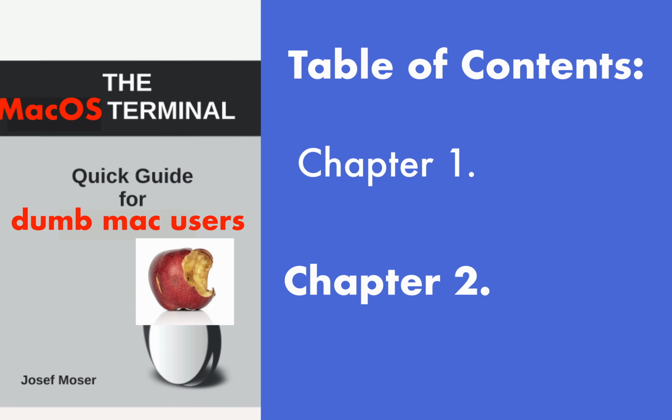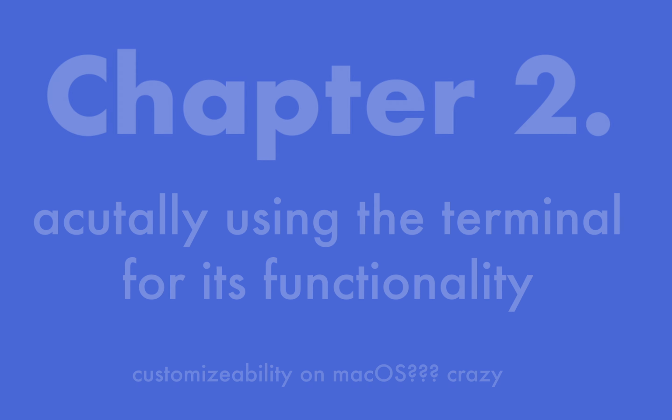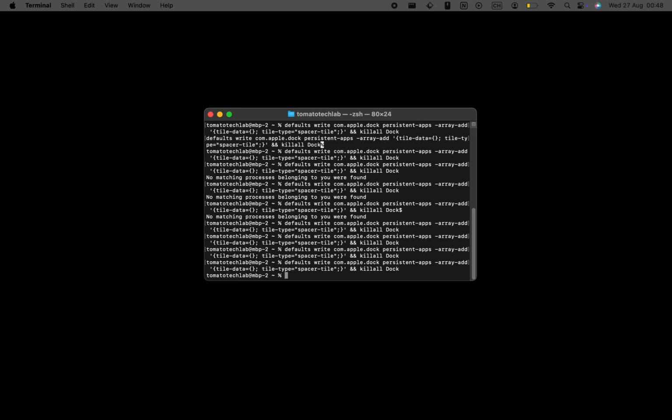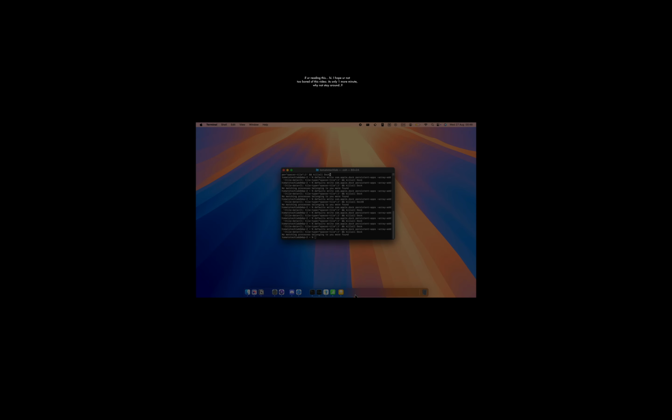Now the second use case for the terminal is the complete opposite because it's actually really useful. For example, this terminal command makes your dock look bigger and better. Sorry, that really wasn't funny. This command lets you add spacers to your dock to organize it better. But seriously, the terminal lets you change settings and customize your Mac in a way that you can't really do in the normal settings app.